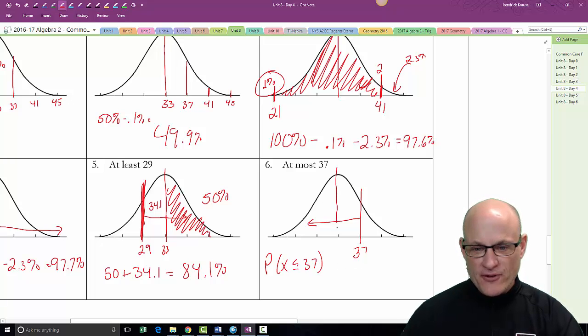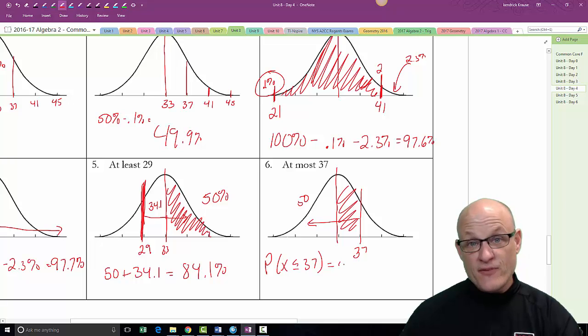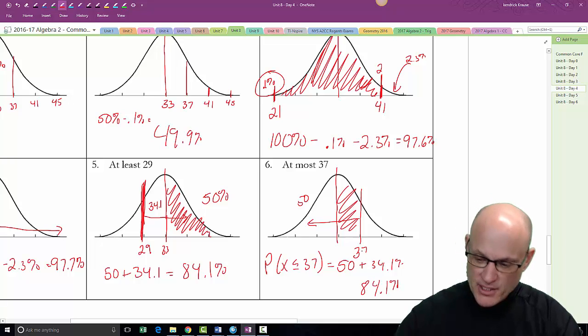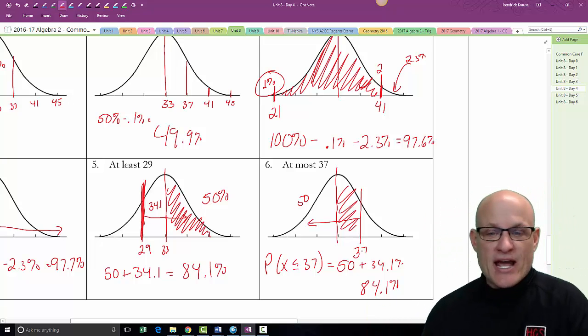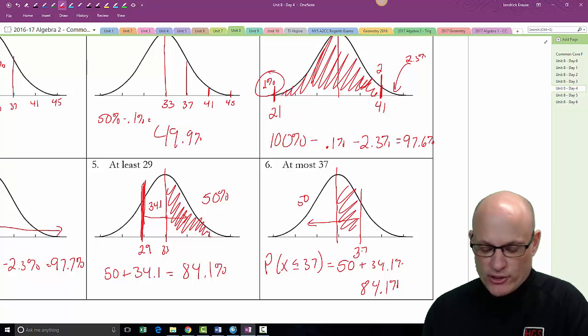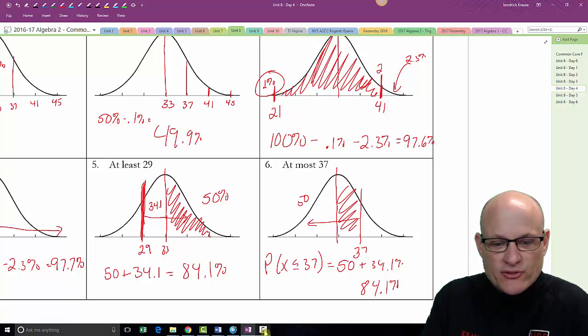Well, this is 50%, and then this is 1 standard deviation, which is 34.1%, so that's 50% plus 34.1%, and that's 84.1%. All right, so now I'm going to show you something that you have to understand what's going on in order to use it, but it's actually relatively simple.